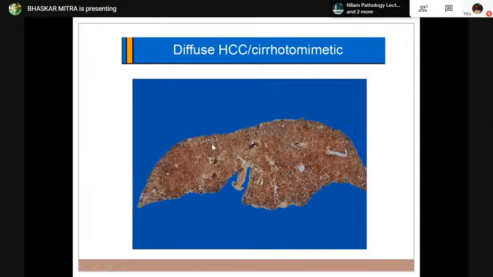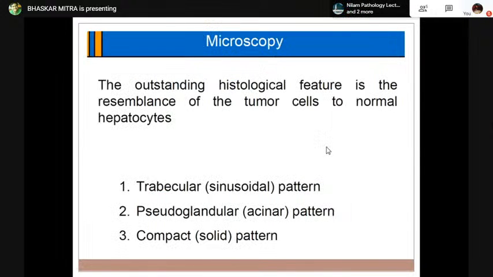In other words, we see a bit of nodularity here and there. Someone says this is a diffuse type of hepatocellular carcinoma or cirrhotomimetic. It looks like the cirrhotic liver. So cirrhotomimetic one. Now, microscopy.